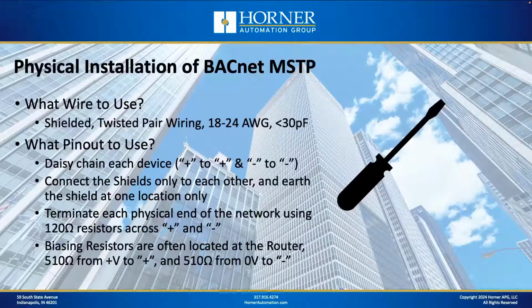Now, BACnet also specifies shielded wiring, so you need to handle the shield properly as well. The shields should really only connect to each other, right? So every place there's a break in the shield because you've got a device mounted there on the network as part of the daisy chain, at all those points, the shields should only be connected to each other. And then effectively you're creating one continuous shield.